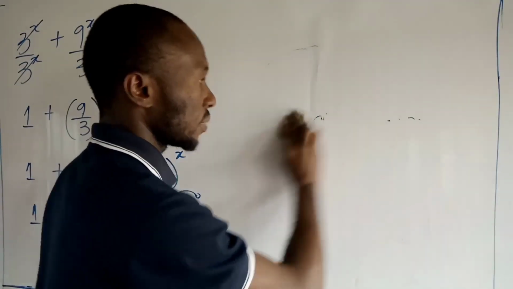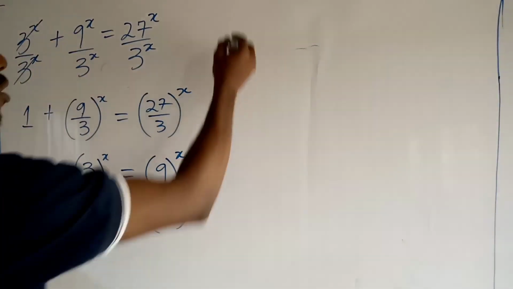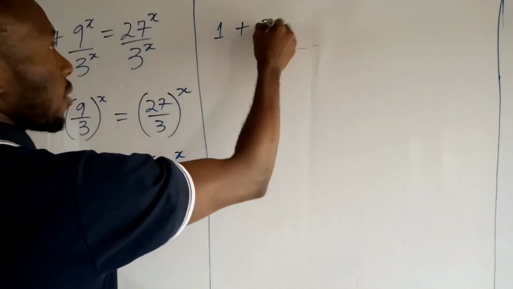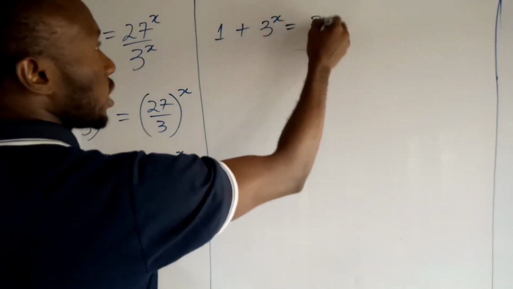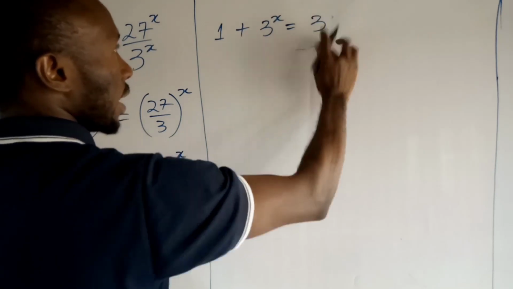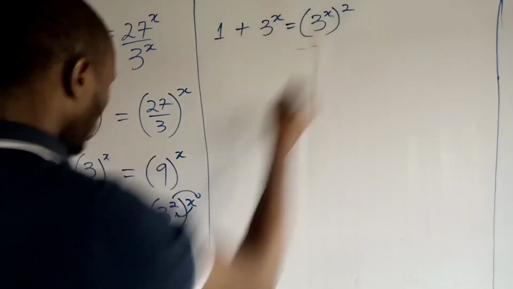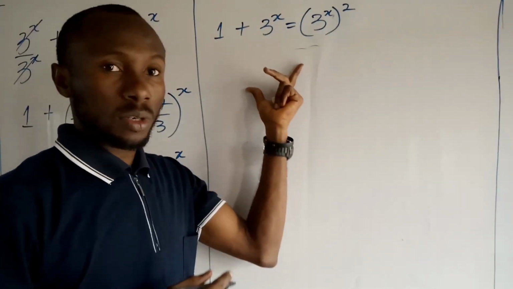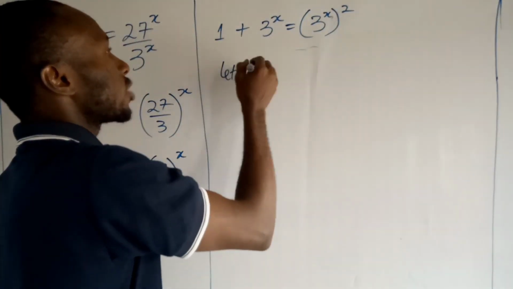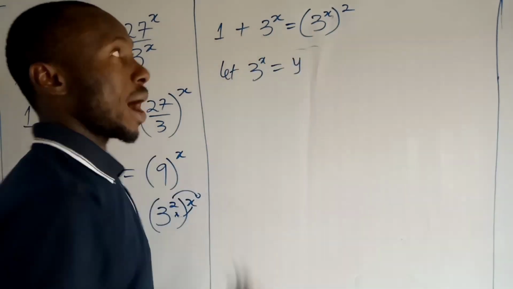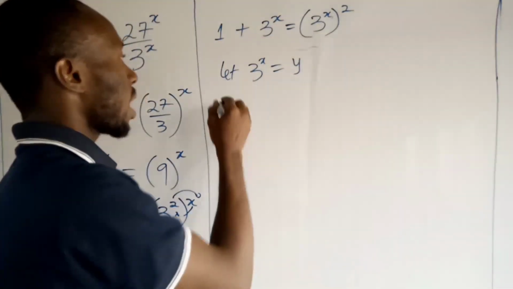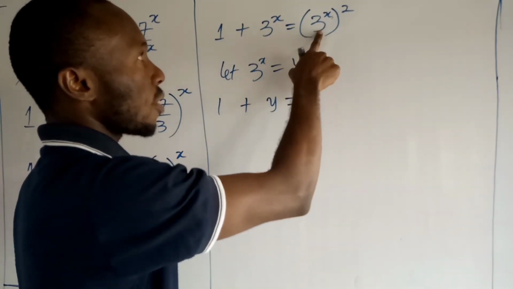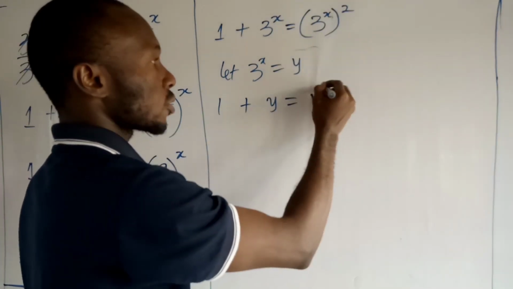So let me take off these from here. So I have 1 plus 3 to the power x is equal to 3 to the power x all to the power 2. Okay, that is just what I want. And you can see now that I can easily bring in a substitution. Let 3 to the power x be equal to y. And let's see how it's going to become. So we have 1 plus y equal to, this becomes y, then remember it has a square, so y squared.